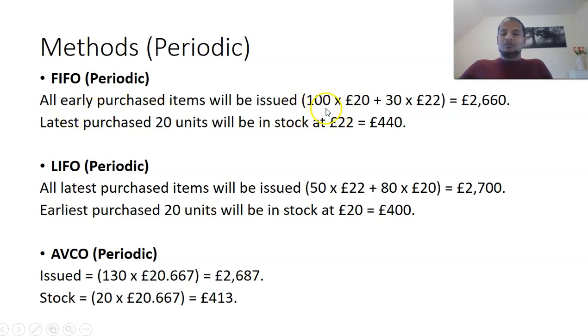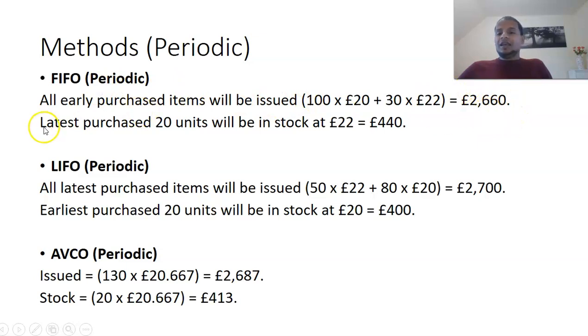So all we are assuming in this periodic is that all early purchases will go, and the 20 units that remain in the stock will be from the latest purchase. So the earliest 100 and 30 from the next: 100 at 20 and 30 at 22. So it comes to 2,660. First in, first out, periodic.